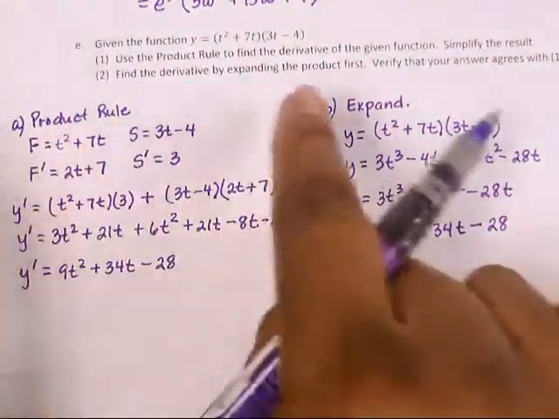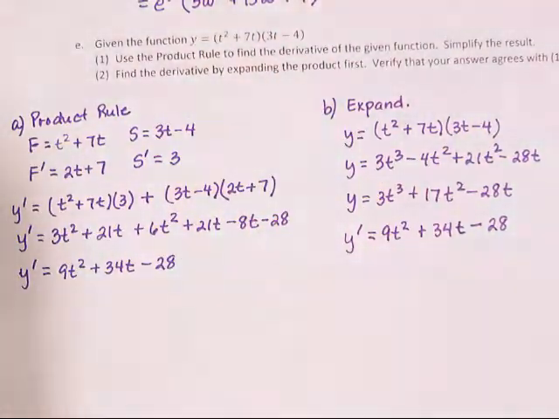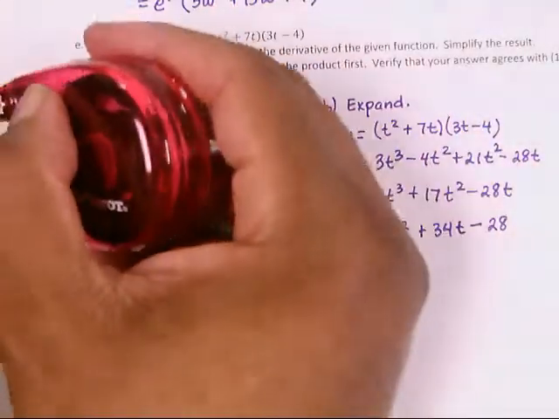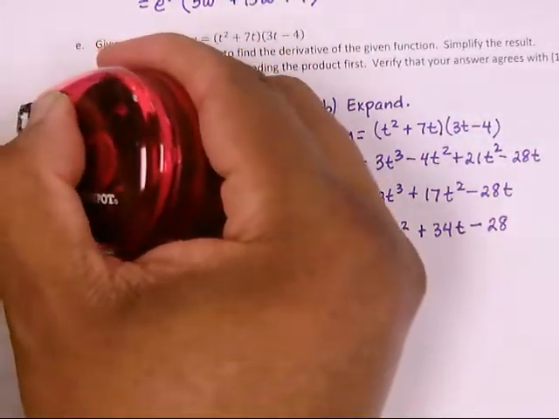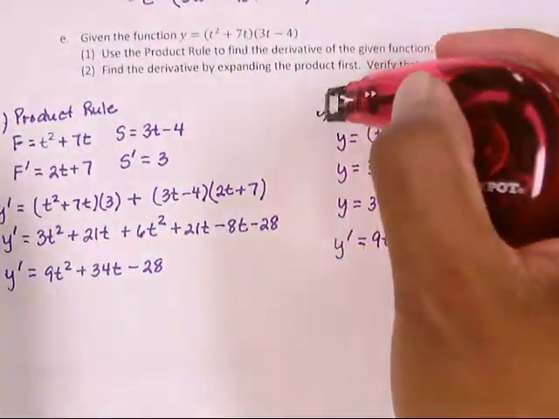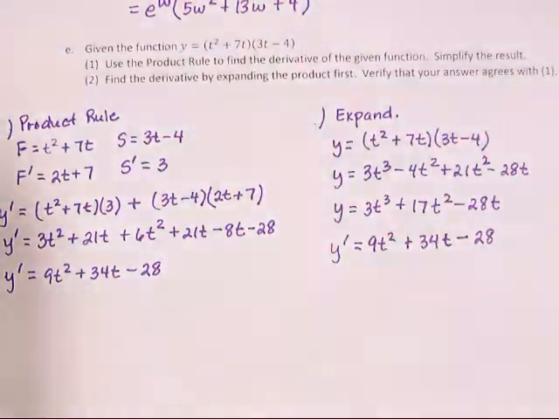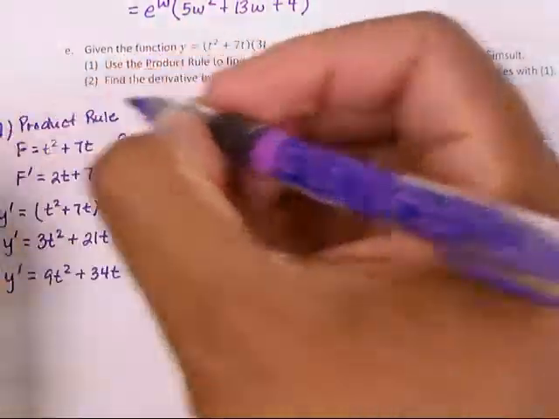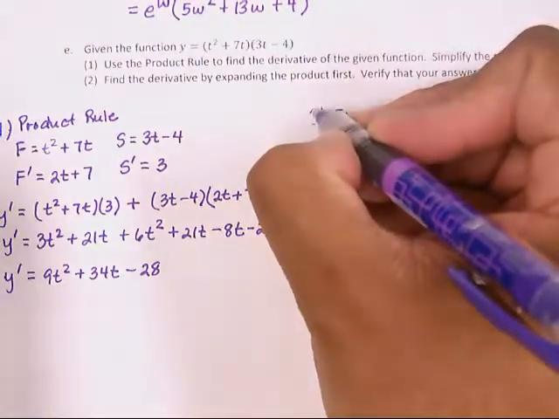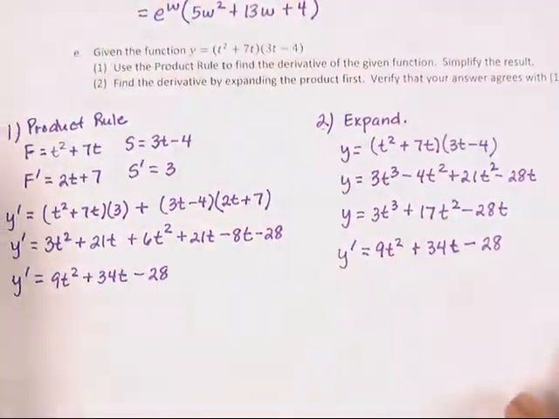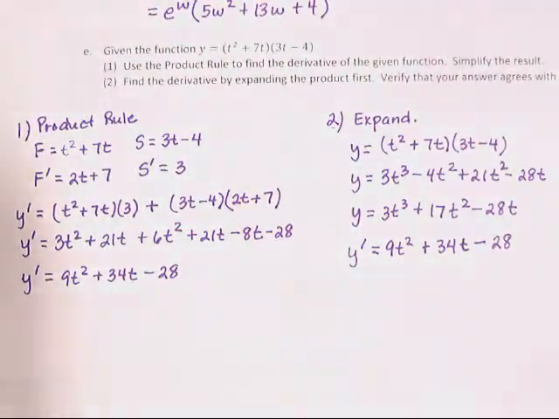And I should have labeled this as number 1 and that as number 2. I'll go ahead and do that. So you see, the answer that I got in number 1 and in number 2 are the same. Okay. So that's the product rule.